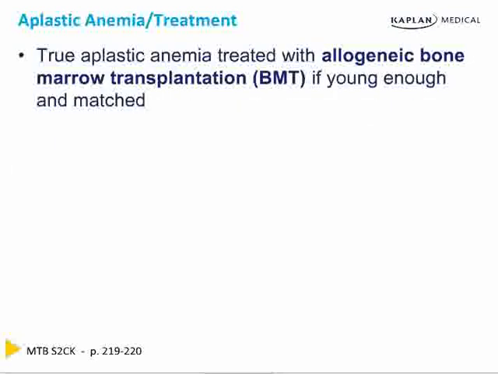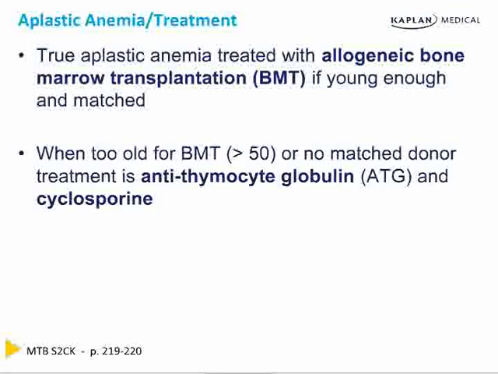Now, with true aplastic anemia, not just secondary to a drug or a toxin or an infection you can cure, but aplastic anemia, meaning pancytopenia of unclear etiology, if you're young enough, you get an allogeneic bone marrow transplant. If you're young enough and you're matched. And young enough means under 50. Over 50, if you're 55, 60, 70 years old, if we do an allogeneic transplant, the transplant itself will kill you.